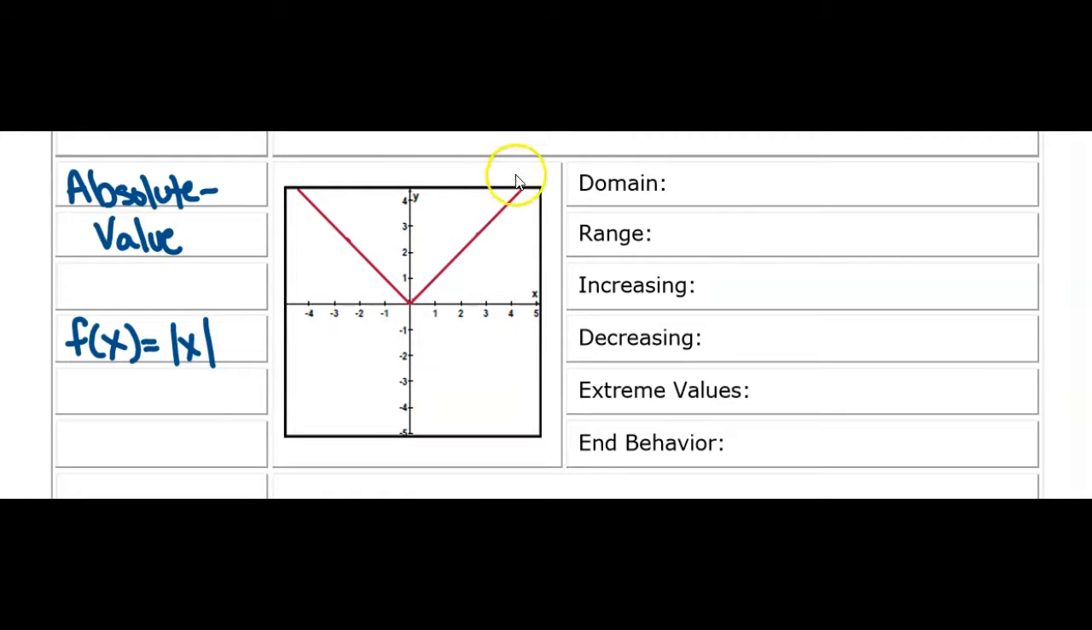So let's look at domain. We're going to assume that this graph goes on infinitely. So we can see the graph is going to the right forever and to the left forever. So domain would be all reals.